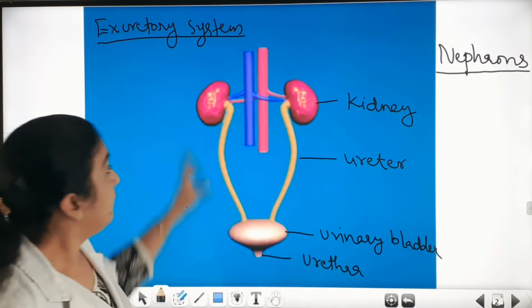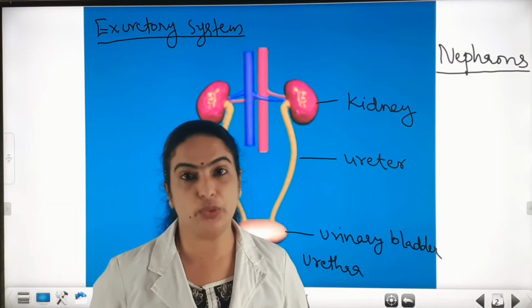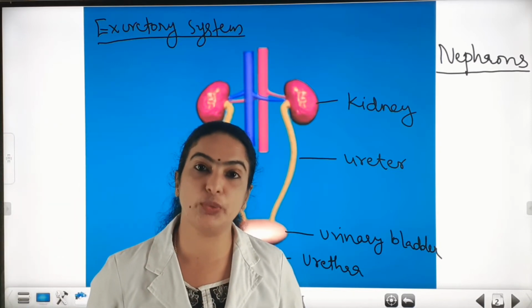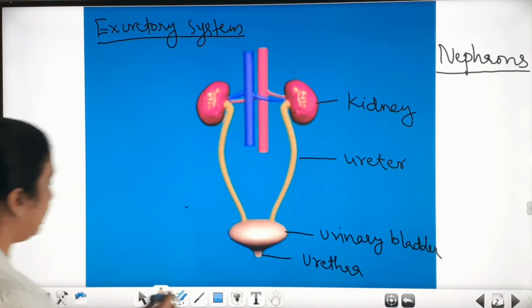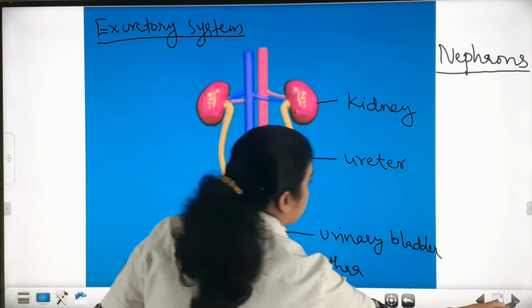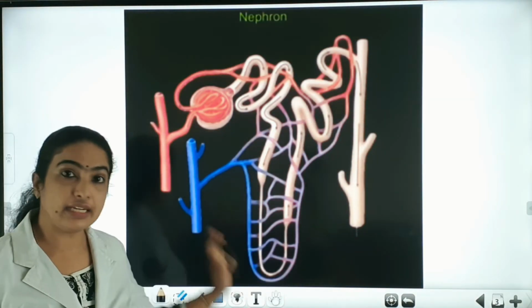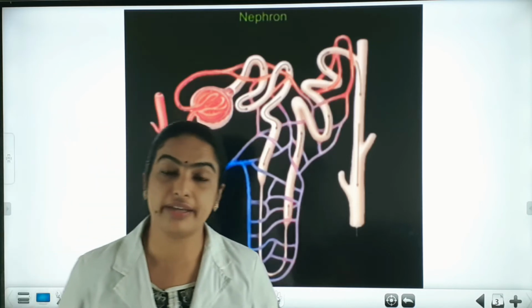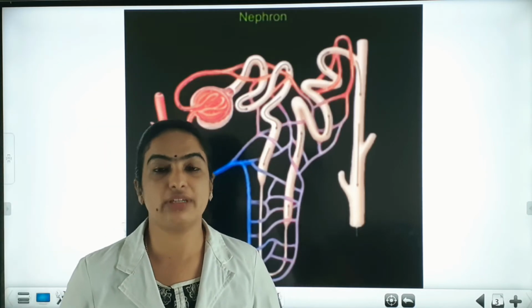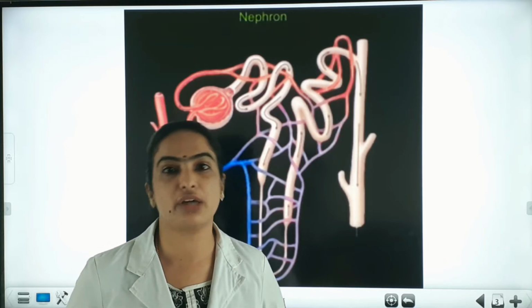And these two kidneys consist of millions of filtration units. What is the name of that filtration unit of kidneys? Nephrons. So we can see the nephrons. See, this is the structure of a nephron. This is a single nephron. Such millions of nephrons are there in each kidney. Actually, this is the filtration unit or excretory unit of the kidney.